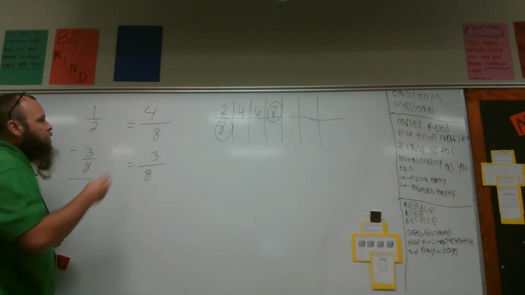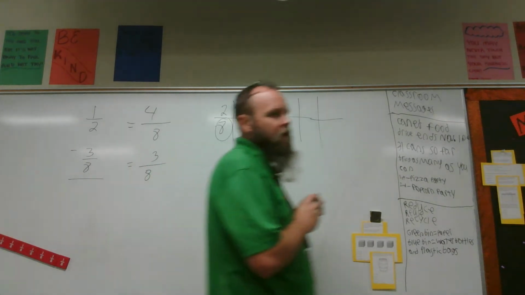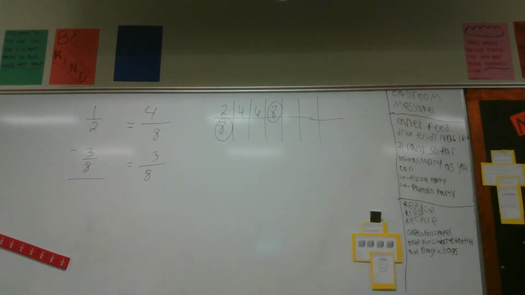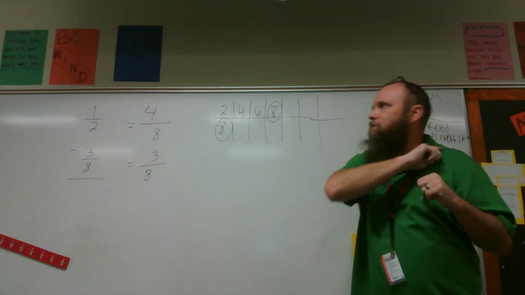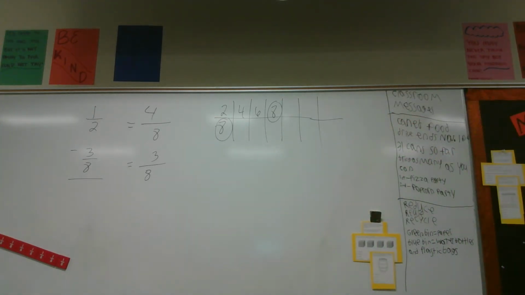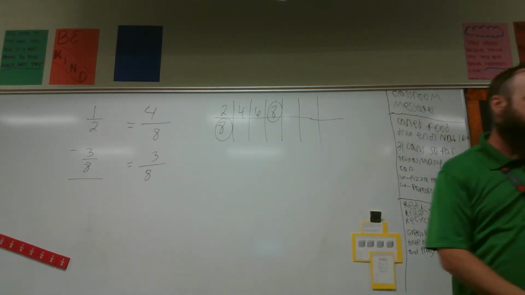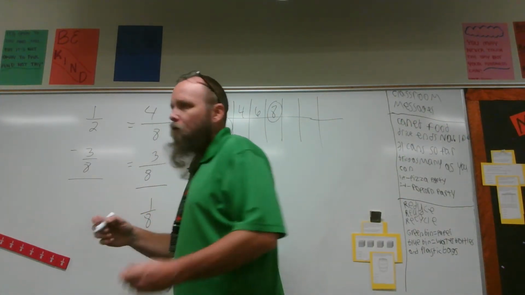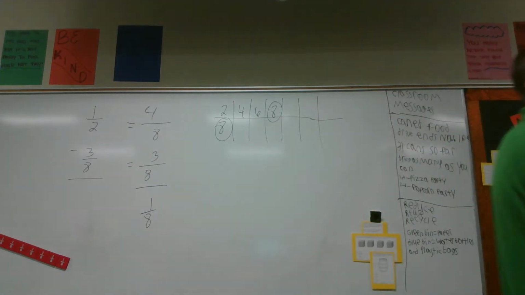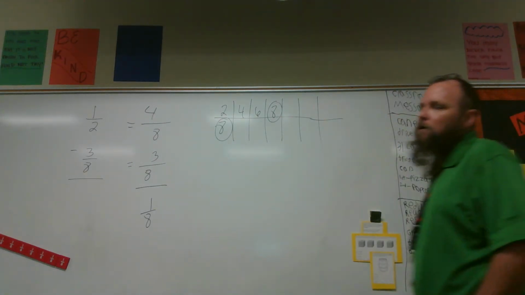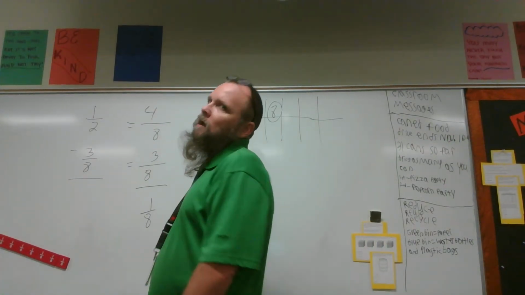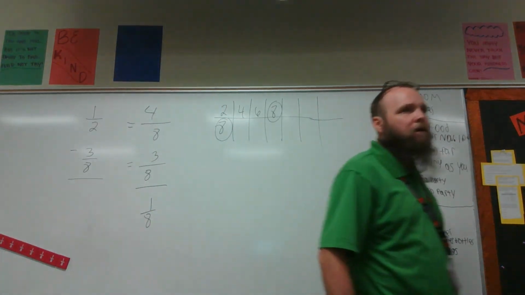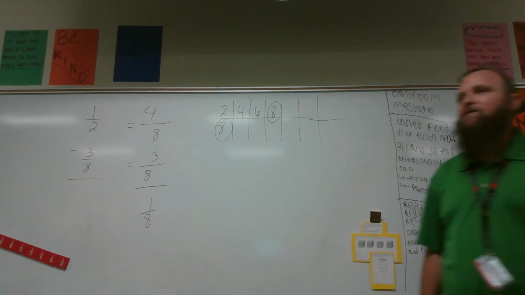So now we have 4/8 plus 3/8, which is what, Bea? 7/8. Actually, it's subtraction. My bad. 4/8 subtract 3/8. 1/8. If your fraction has a 1 as your numerator, it cannot be simplified.